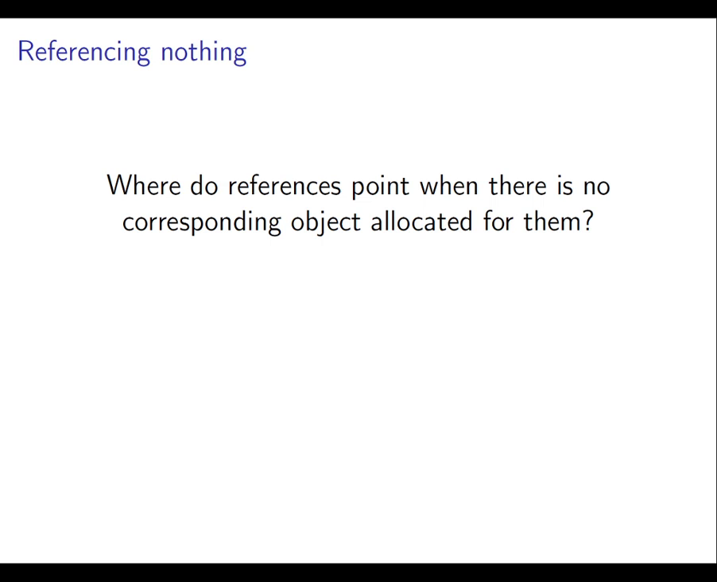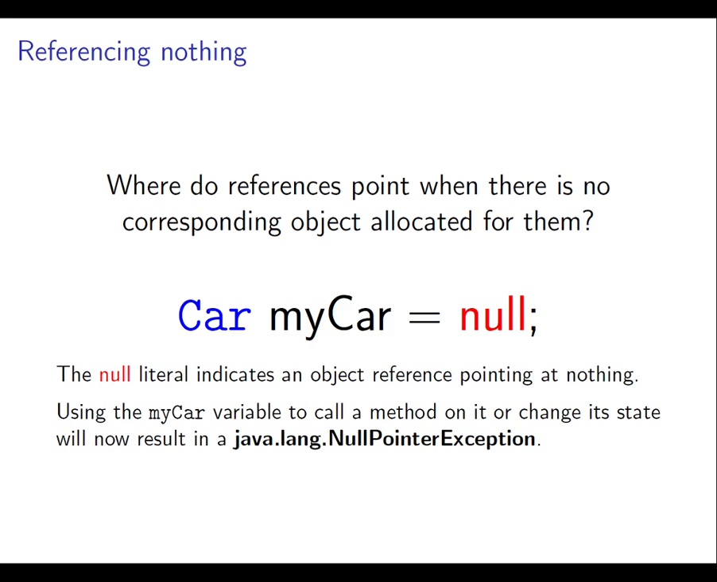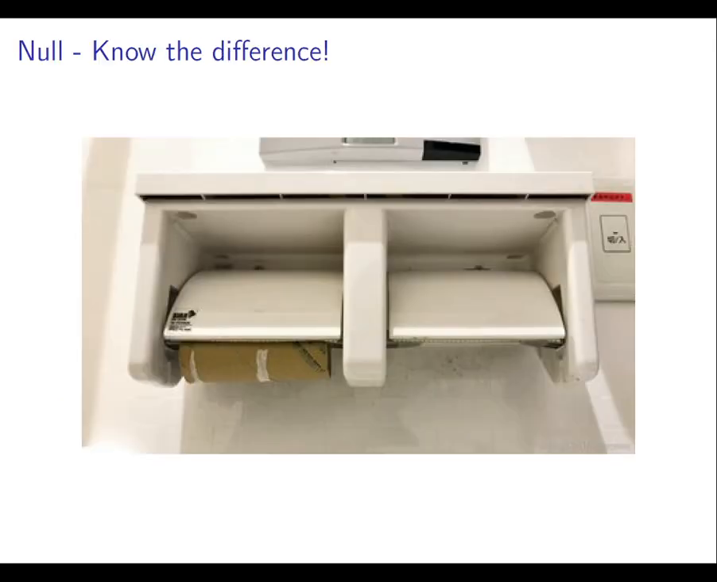So where do references point if there's no corresponding object allocated for them? If I say, well, okay, you told me myCar wasn't initialized, well, what was its value then? Okay, so the answer is that to start with, its value is just null. Okay, and you can even set it to null. You probably shouldn't, but you can. And that's why we talk about a null pointer exception. It's because myCar is a pointer, effectively. It's just another word for reference, and it's currently null. It hadn't been initialized yet.